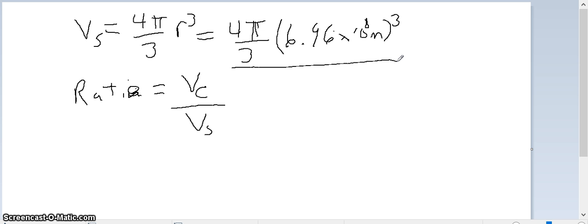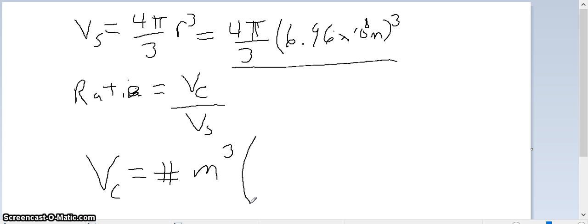Now, this has nothing to do with the ratio. This is just another part of the problem. They want to know the volume of the cloud. Remember, you already calculated this. It's a very large number in cubic meters, because we had calculated that in cubic meters. What you have to do is change that to cubic light years. And here's how you do it.